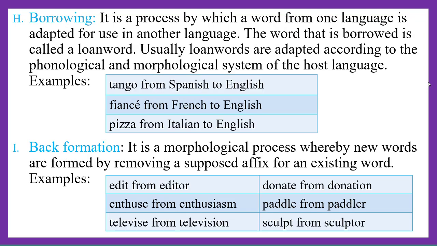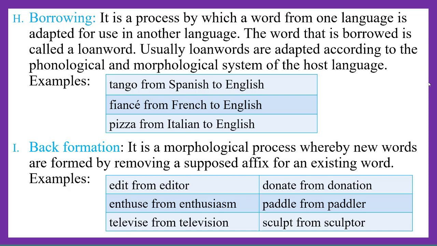And then we have borrowing. It is a process by which a word from one language is adopted for use in another language. Languages borrow words from other languages all the time. The word that is borrowed is called a loanword. Usually loanwords are adapted according to the phonological and morphological system of the host language. For example, tango from Spanish to English, fiancé from French to English, pizza from Italian to English. These are borrowed words, loanwords.